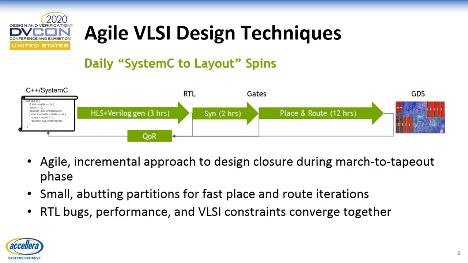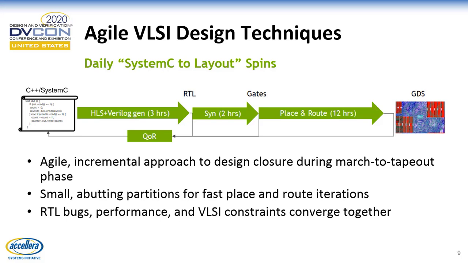The second aspect is an agile VLSI design technique, which enabled us to have daily SystemC to layout spins. This offered a key benefit in that it enabled fast iterative feedback at different levels of fidelity at the RTL level, at the post-synthesis as well as place and route level throughout the design process.